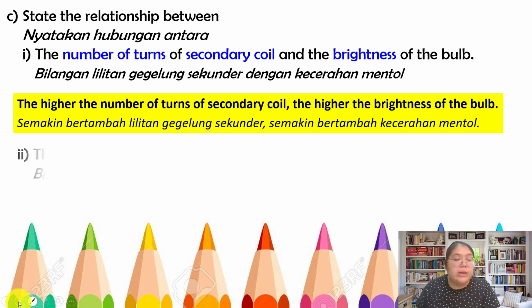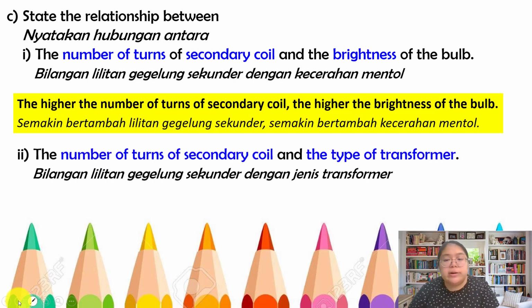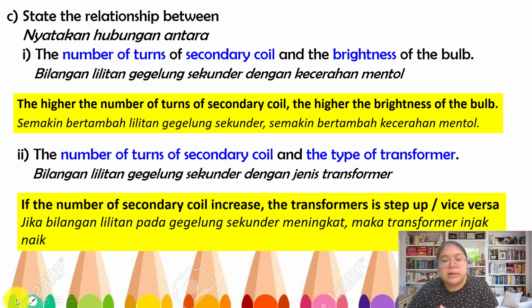Okay, the next relationship, the number of turns of the secondary coil and also the type of the transformer. If the number of turns of the secondary coil is higher, the type we call a step-up transformer. Vice versa, if the number of turns of the secondary coil is less, the transformer we call a step-down transformer. Okay, so this one is a comparison, 5 marks. Actually, that's not very hard. Important, you need to find out the points.